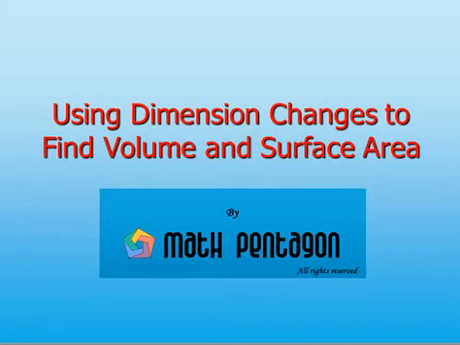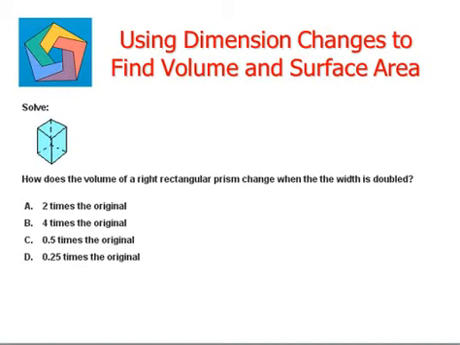Our topic for the day is using dimension changes to find volume and surface area. To understand the concept, let's look at the upcoming questions. The first one says, solve how does the volume of the right rectangular prism change when the width is doubled? Now the question is asking us how will the volume of the prism change when the width is doubled?